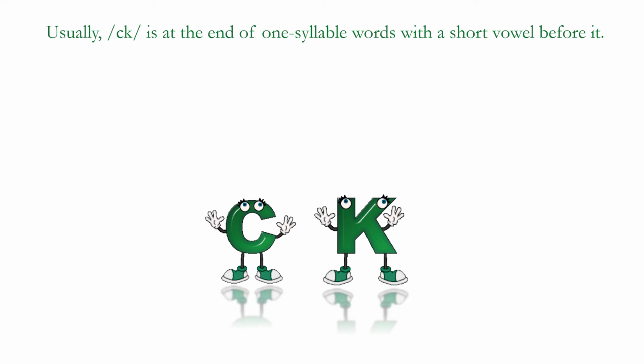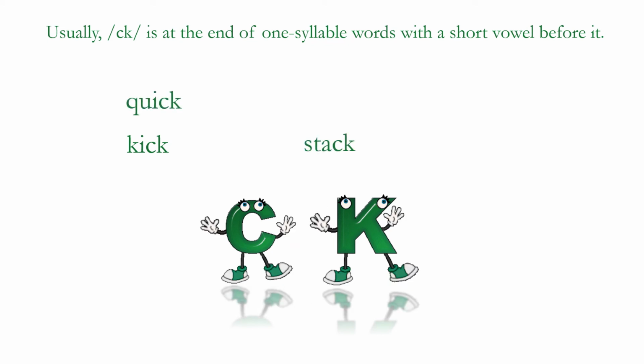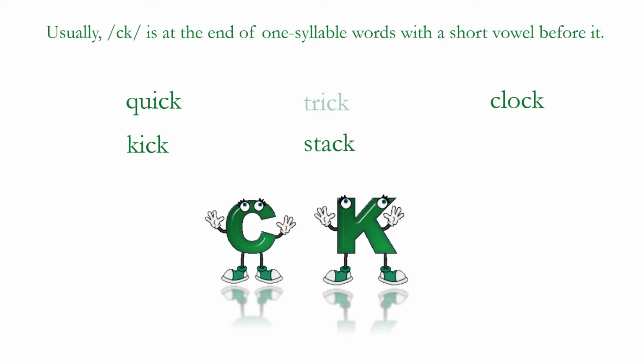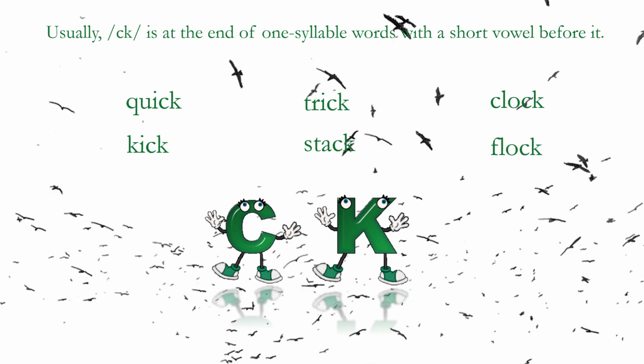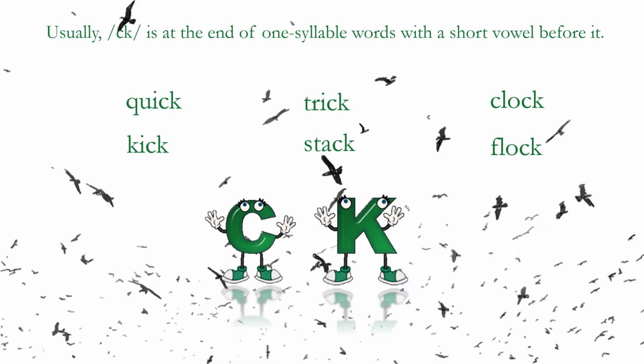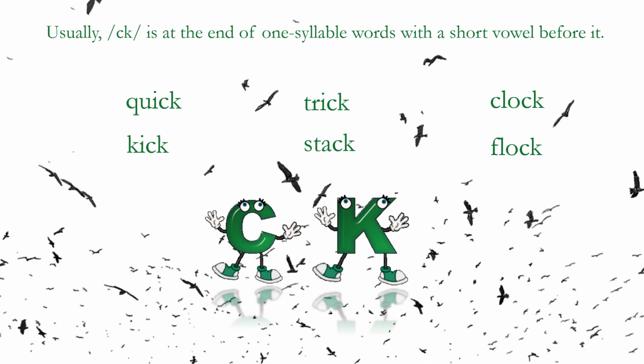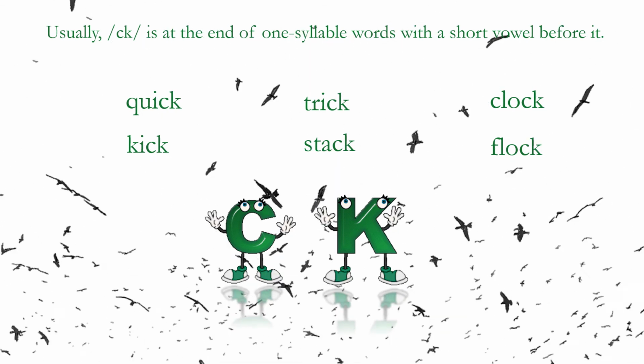So you'll get words like kick and stack and quick and clock. Notice these are all one-syllable words. And trick and flock. And if you don't know what a flock is, it's like a group of birds. So we might say a flock of birds, a flock of geese, or something like that.